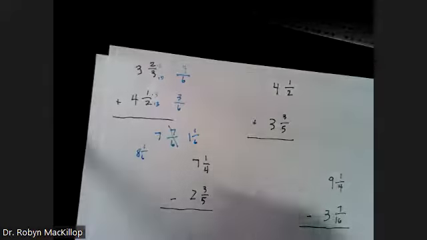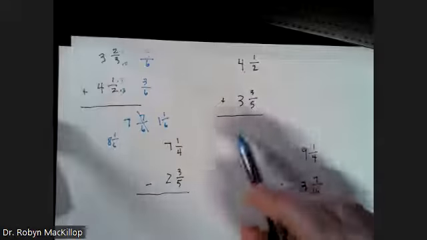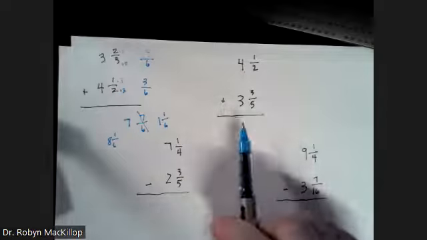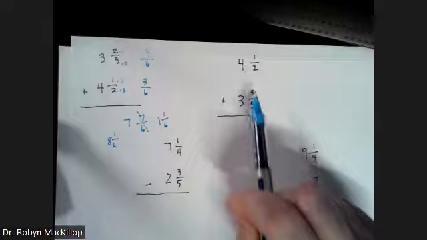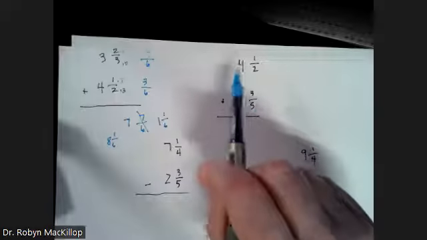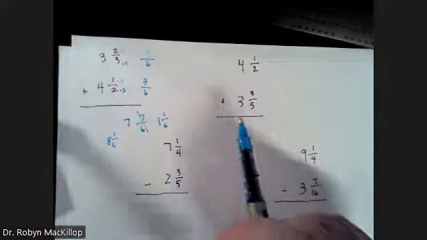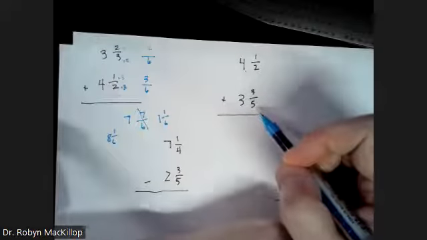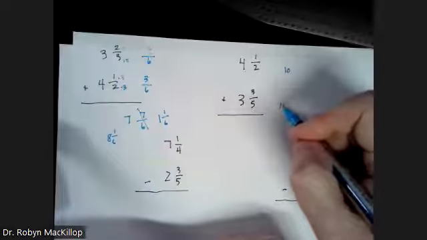So let's try another addition. We've got 4 and 1/2 plus 3 3/5. Again, just ignore the 4 and the 3 for now. We need to find the common denominator for 2 and 5. We know that 2 does not go into 5, so we're going to have to go higher. How about 10? Yes, 2 goes into 10. So our new denominator is 10.